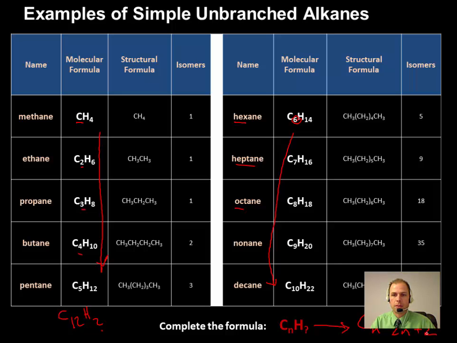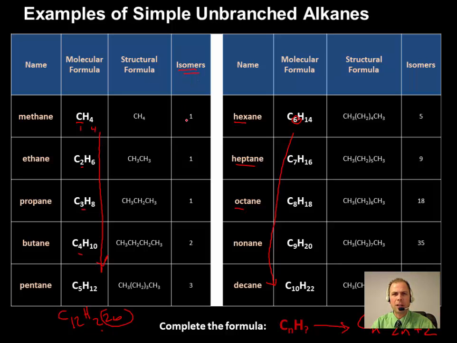plus 2. Case in point, C to the N, that would be C to the 1. H to the 2N would be 2 plus 2 would be 4. There you go. It works for all of these. So a simple formula that you can use, and if we apply that back to here, if you have 12 carbons, how many hydrogens should you have? H to the 2N would be 24. Add 2 more, 26. Booyah, very good. Well, one more thing stands out that I want to highlight, and that's this term isomer.